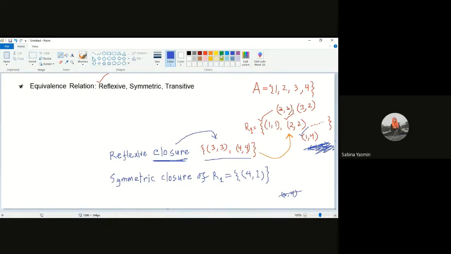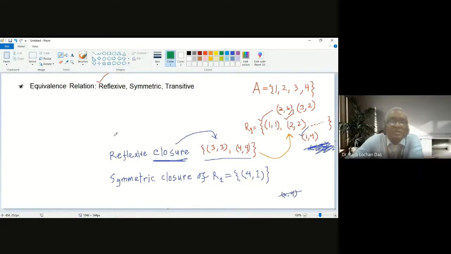So what will be the transitive closure in this example? I am not changing anything. Just 1, 1, 2, 3, 3, 2, 2, 2, 1, 4. These are the elements, and that's all. I'm not including any more. I'm just saying what will be the transitive closure. Now tell me, what will be the transitive closure?